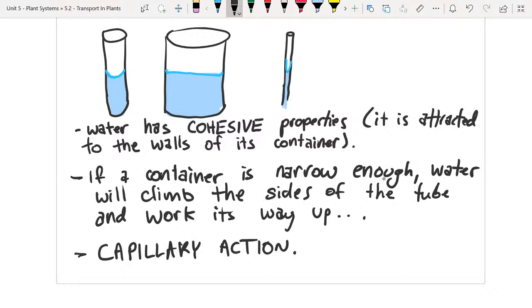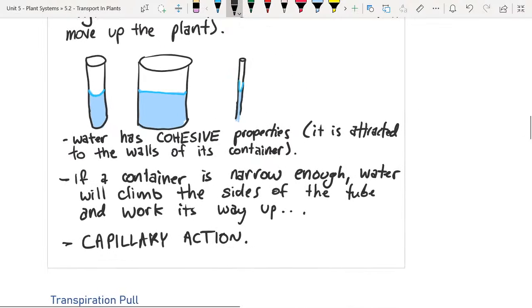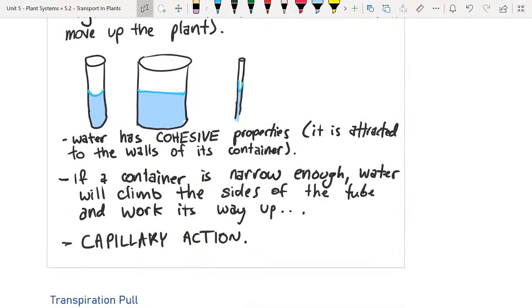If time permitted, and maybe, who knows, maybe we'll do this today just briefly, I have some capillary tubing in the back, just very, very, very narrow glass tubing. And you can actually see this. If you put it in water, water will work its way up it.